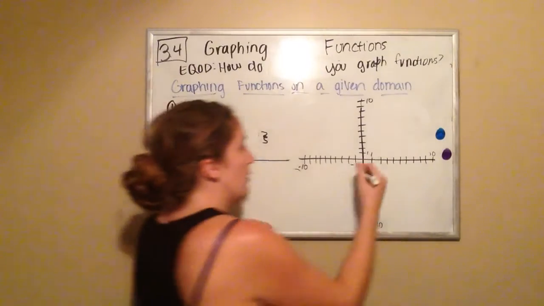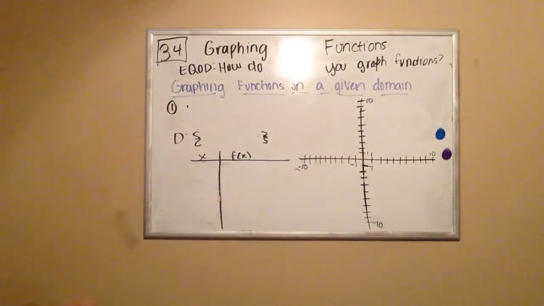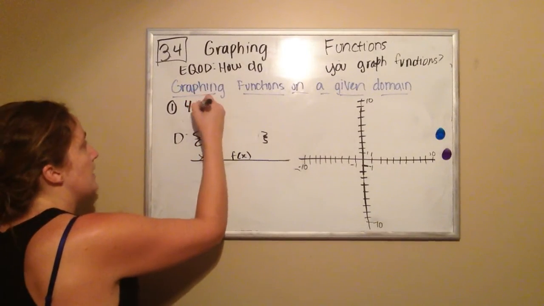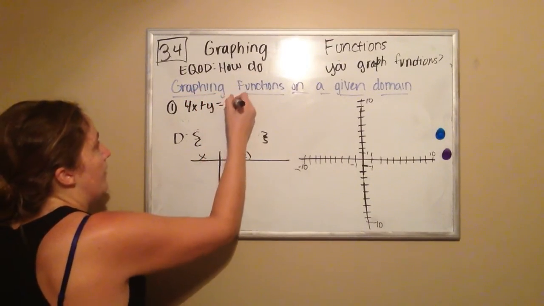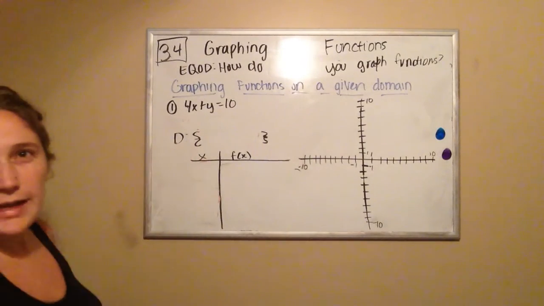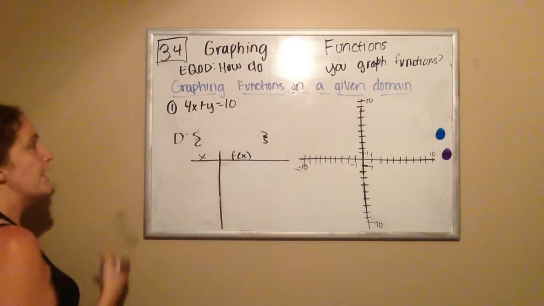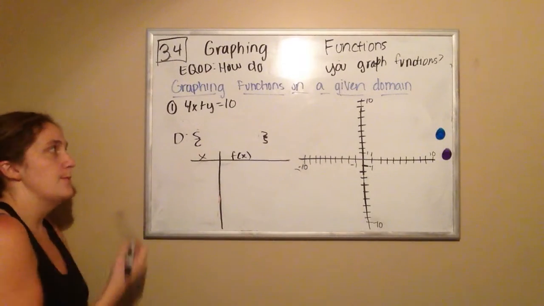Alright, so the equation that we're going to work with next, we're still going to be working on a limited domain, on a given domain, and we're going to be working with the equation 4x plus y equals 10. So that's the equation. It looks a little bit different. It doesn't look like it's in our y equals mx plus b form, so we're going to rearrange it so that y is by itself.